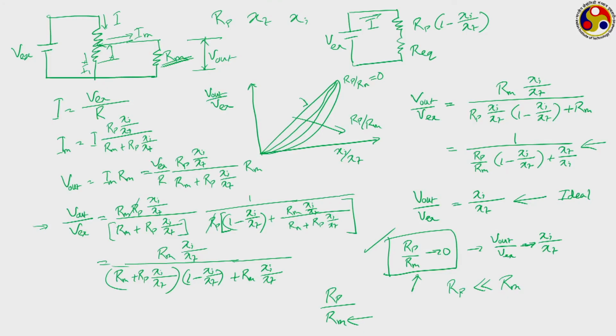In a nutshell, you can say that once you are given a potentiometer, you have some idea about the value of Rp, then you should choose your voltage measuring instrument to give you a suitable value of this Rp upon Rm ratio. Depending upon the value of Rp, your value of Rm should be selected. So, that is it for potentiometer.